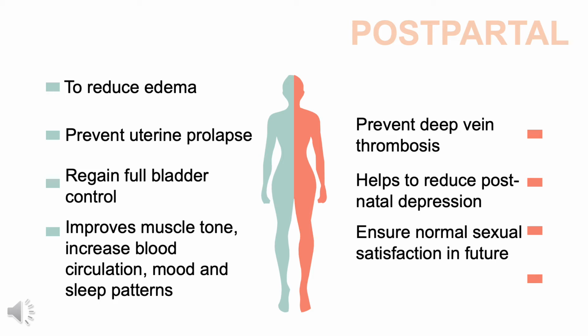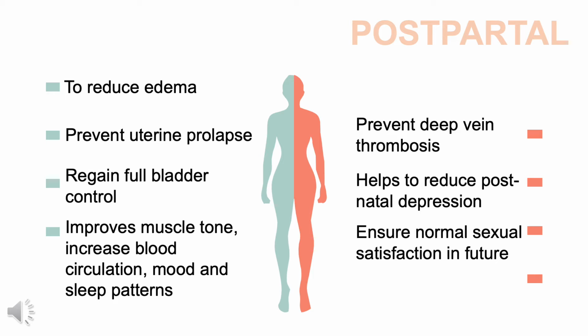So who gets uterine prolapse? It's most likely to happen in women who have had one or more vaginal deliveries and postmenopausal. So in order to prevent uterine prolapse, it's advisable to perform the pelvic floor exercise to promote pelvic floor recovery after childbirth and to lift the pelvic floor muscles. And then third is to regain full bladder control. Fourth is to improve muscle tone, increase blood circulation, mood, and sleep patterns.